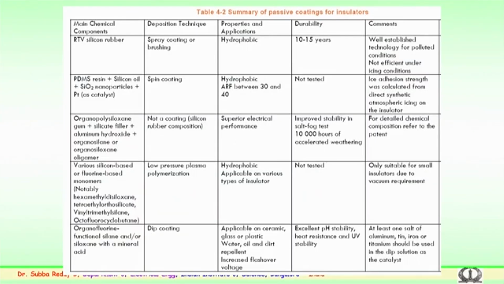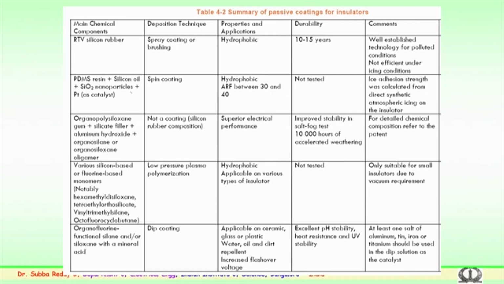We look into the summary of passive coatings for insulators. Here again we have various parameters which are shown here. The main chemical composition is in the first column, the second is the deposition techniques, the third is the properties and application, the fourth is the durability, and the fifth gives information about the comments, which have been made over a long period of time.